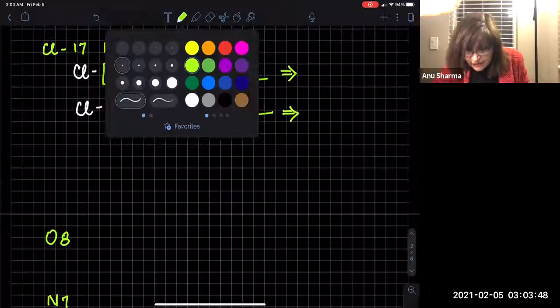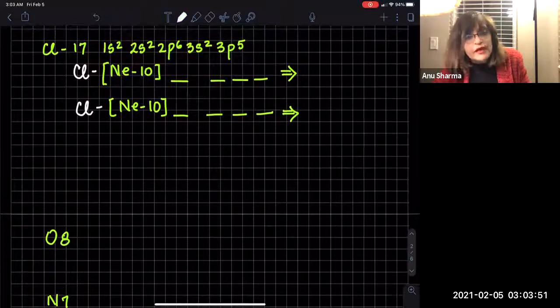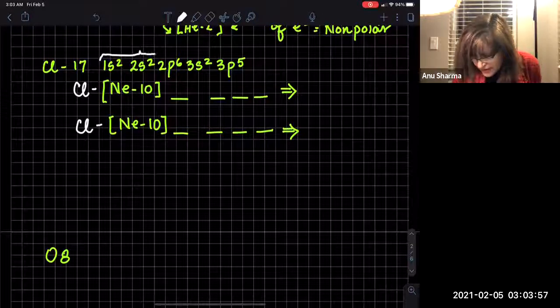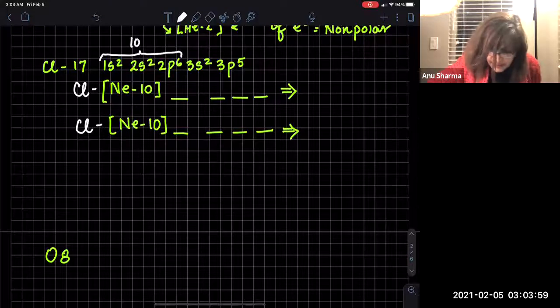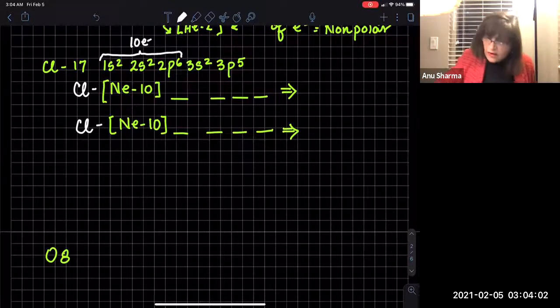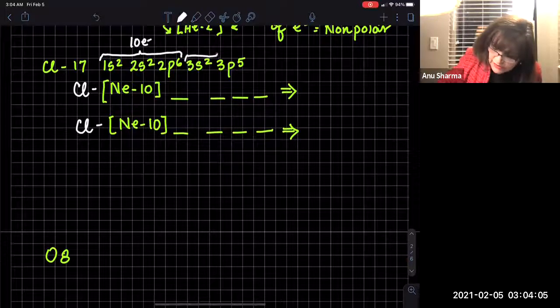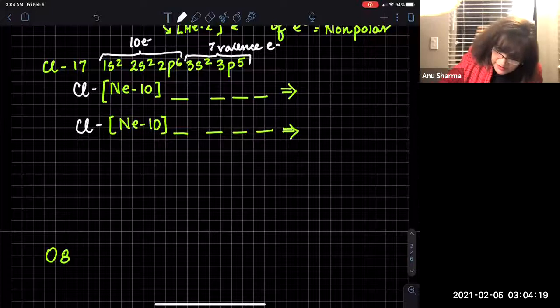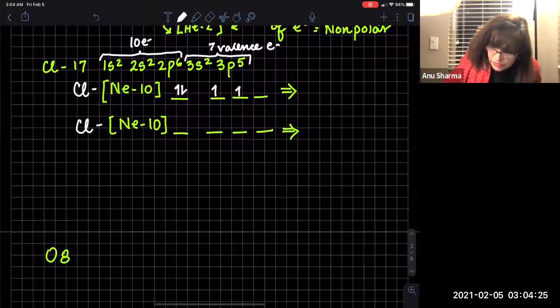So here's chlorine 17. The inner core of chlorine is that of neon. So these 10 electrons are of neon, so we keep it like that. The outermost electrons are the valence electrons, and these are the 7 valence electrons of chlorine. So where are they placed? This is the 3s2, and 3p5: 1, 2, 3, 4, and 5.